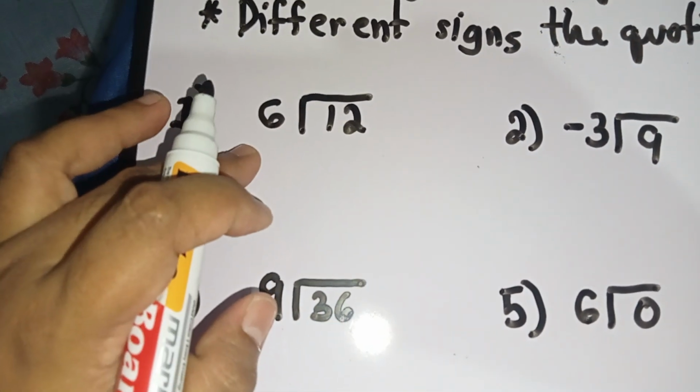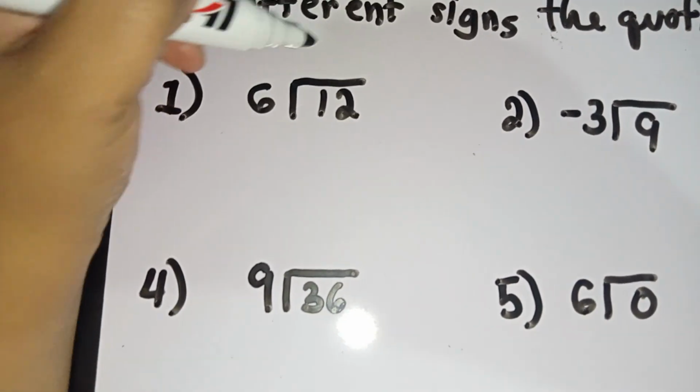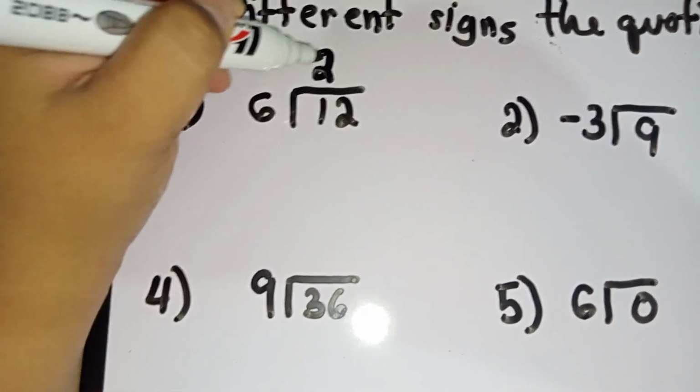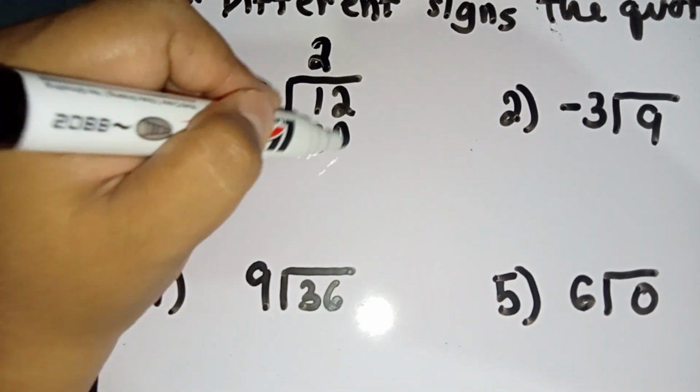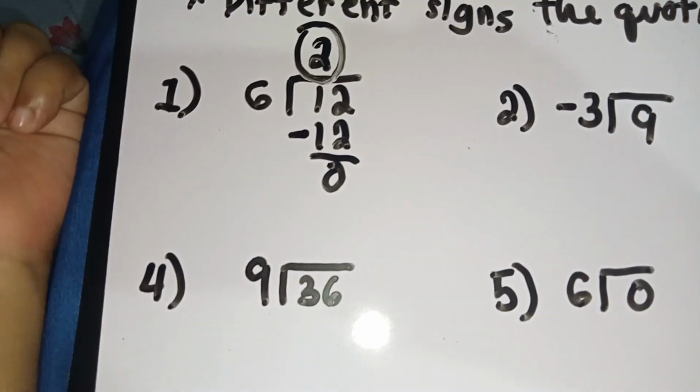Positive 12 divided by positive 6. Both given are positive. So, 12 divided by 6 is 2. So, 6 times 2 will be 12. So, the answer is positive 2.